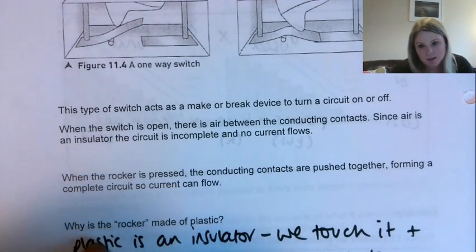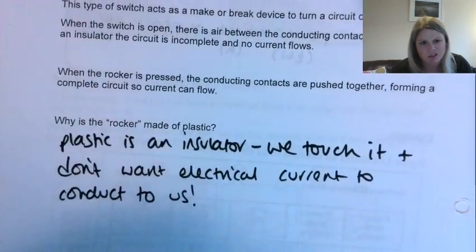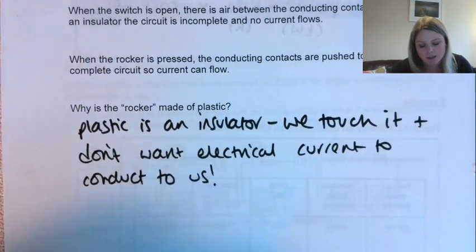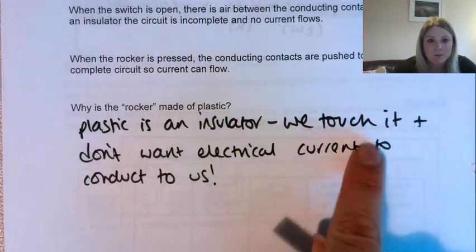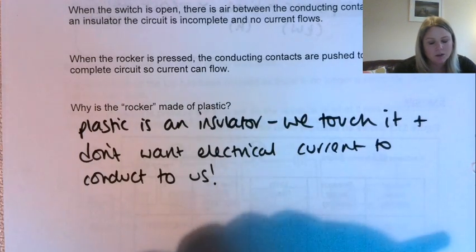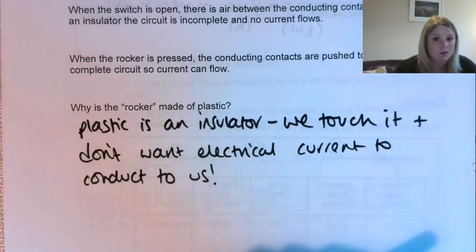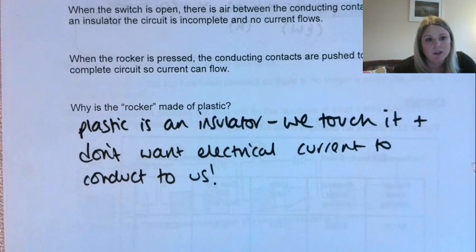So easy peasy question, why is the rocker made of plastic? I don't think I've actually written this very well, but obviously plastic is an insulator, and that is the bit we touch. We do not want electrical current to pass to us, so we don't want to be electrocuted. So anything that we touch should be made out of an insulator. So get that written in.